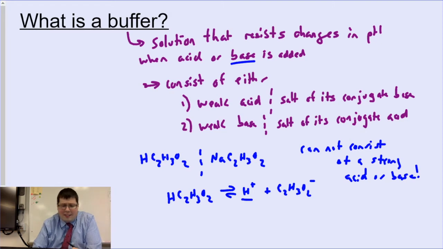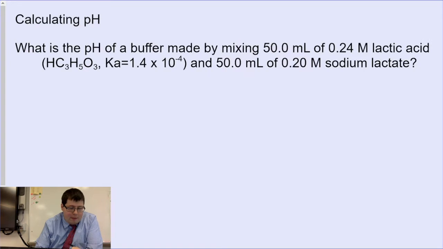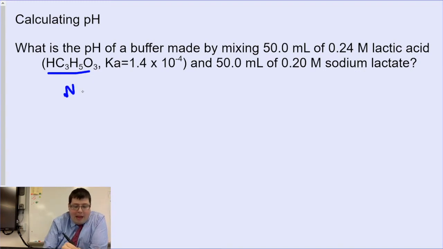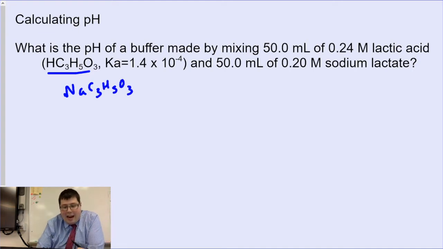Let's take a look at an example of how you might calculate the pH of one of these solutions. Here our question reads, what is the pH of a buffer made by mixing 50 mL of 0.24 molar lactic acid and 50 mL of 0.2 molar sodium lactate? The first thing we want to talk about is, what is lactic acid and what is sodium lactate? Lactic acid is HC3H5O3, and sodium lactate, therefore, must be Na with C3H5O3. So it's got the anion part there.